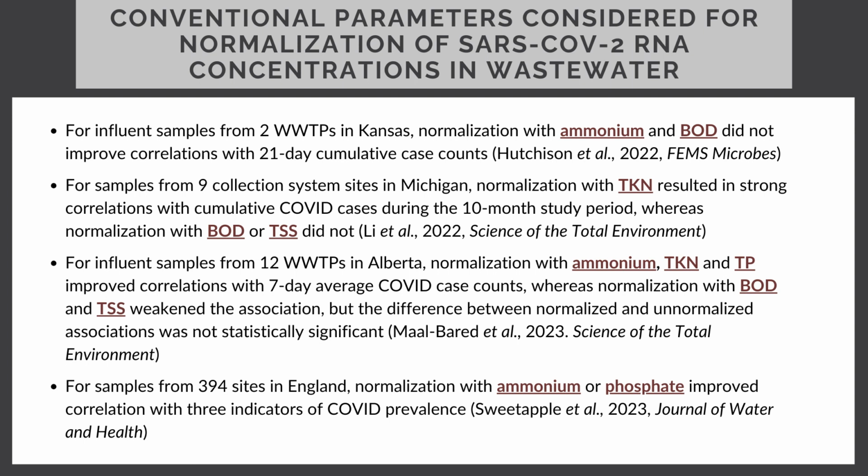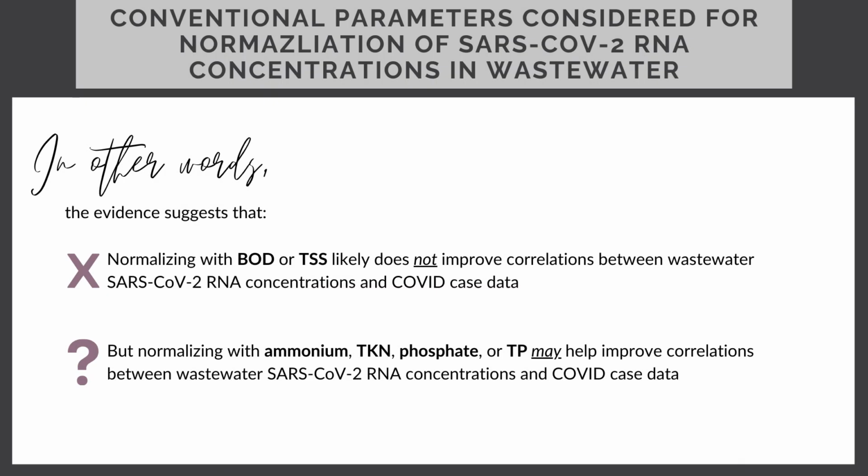found that for samples from 394 sites in England, normalization with ammonium or phosphate, that's orthophosphate, improved correlation with 3 indicators of COVID prevalence, which is all to say that normalizing with BOD or TSS likely does not improve correlations between wastewater SARS-CoV-2 RNA concentrations and COVID case data, but normalizing with ammonium, TKN, phosphate, or TP may help improve correlations between wastewater SARS-CoV-2 RNA concentrations and COVID case data. But there's still some more work to be done there.